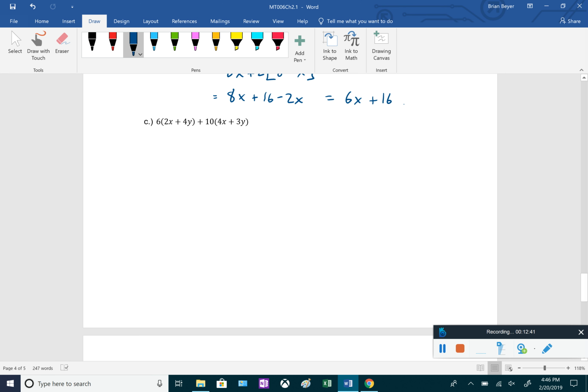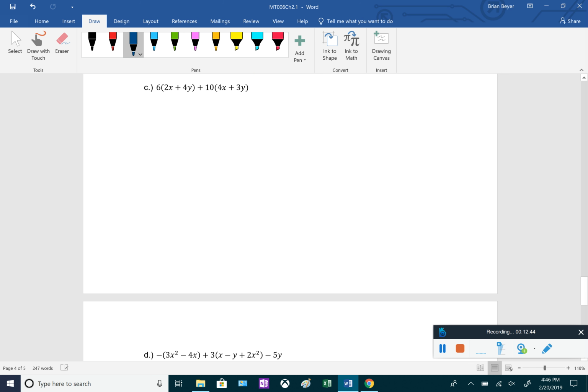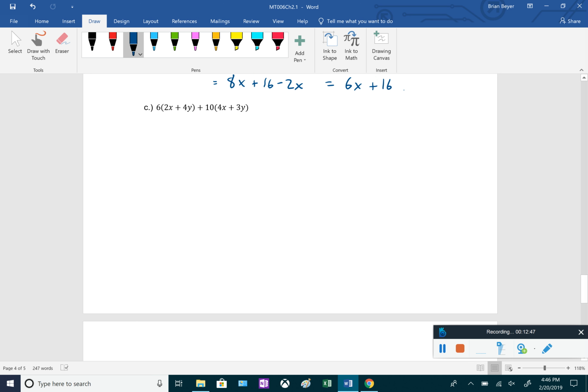Okay, and then for this next one, for C, 6 times (2x plus 4y), plus 10 times (4x plus 3y). So we're going to have to distribute twice. We have to distribute the 6, and then we're also going to have to distribute the 10. So distributing the 6 first, 6 times 2x is 12x. 6 times 4y is 24y. Plus, so now distributing the 10, 10 times 4x is 40x. 10 times 3y is 30y.